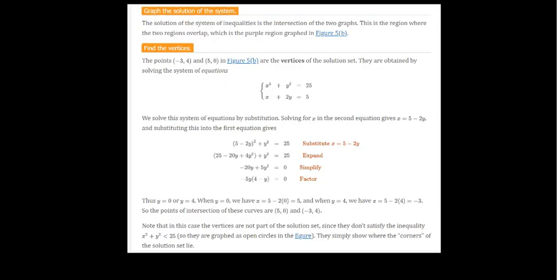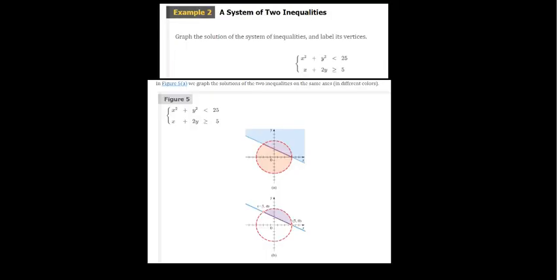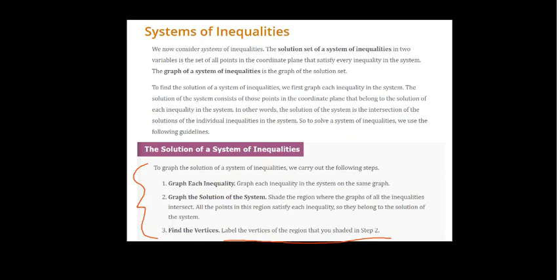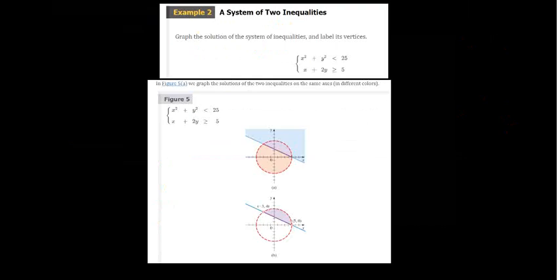Okay. Alrighty, so this reads, graph the solution of system of inequalities and label its vertices. Just like on the previous example, as a matter of fact, I think this is a combination of both of those examples. X plus 2y, is it? Yeah, it's a combination of both. Perfect.